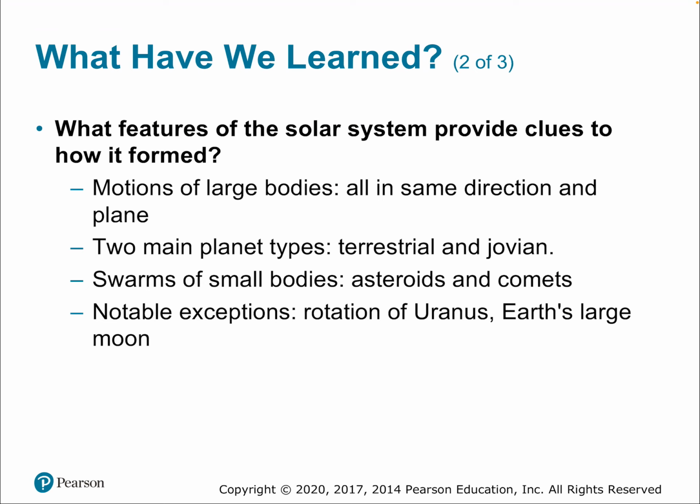So what have we learned in this section? We basically talked more about patterns. We talked about the fact that the motion of the large bodies is all in the same direction and plane. There are two main planet types, terrestrial and Jovian. There also are, don't forget, asteroids and comets, separate things. One's rocky, one's icy, which are part of the solar system. And there are notable exceptions, such as Uranus, Earth's large moon, which we talked about before but not again in this section, and Venus. There's even some moons that are retrograde. The moon way out at Neptune, Triton, is another famous exception to the rule. I'd say that probably those are the big four.